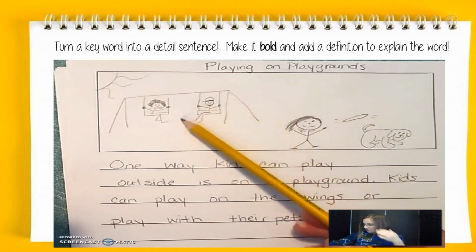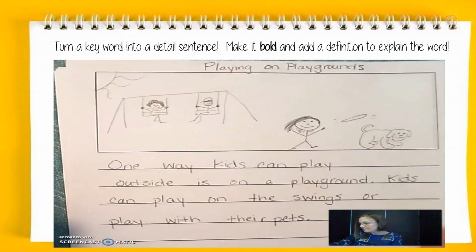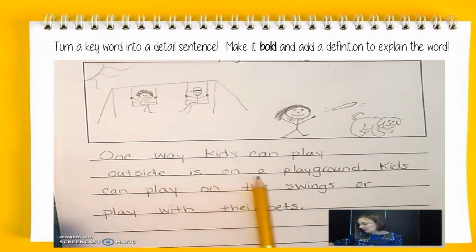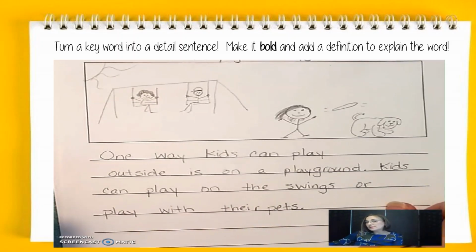I remember I drew some kids on a swing, and I drew someone playing fetch with their dog, and then I started writing. One way kids can play outside is on a playground. Kids can play on the swings or play with their pets. Now today, I want to use my keywords to help myself.